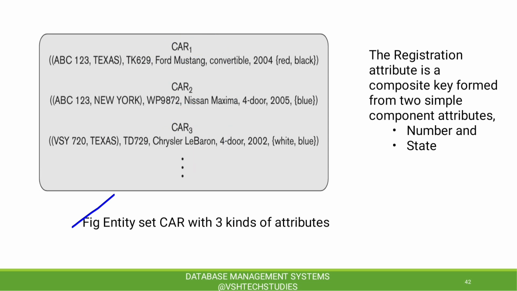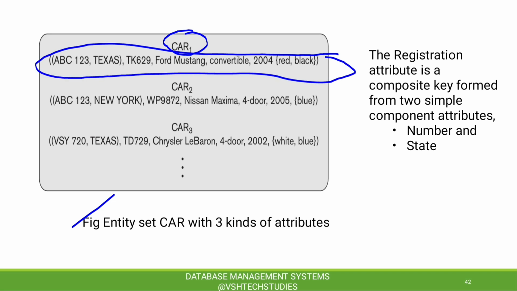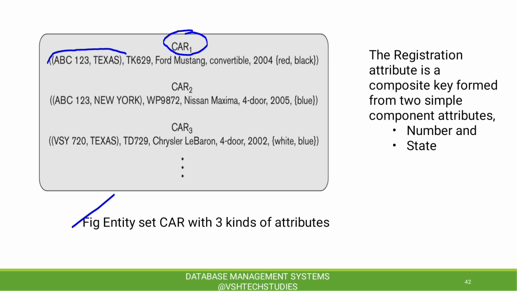Next, if you consider the car 1 entity, these are the values of attributes for car entity 1. These two values together form the value for the composite attribute, that is registration ID. The registration ID composite attribute can be further divided into state code and number. So this is the value for state code of the car 1 entity, and this is the value for the number part of registration ID for the car 1 entity.